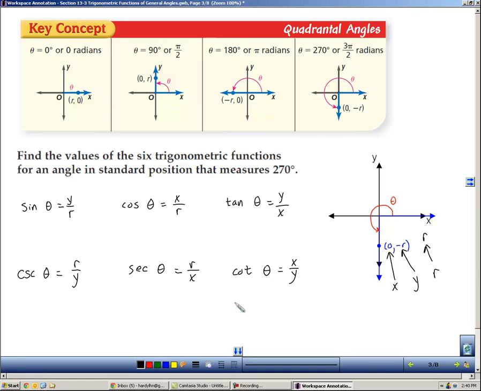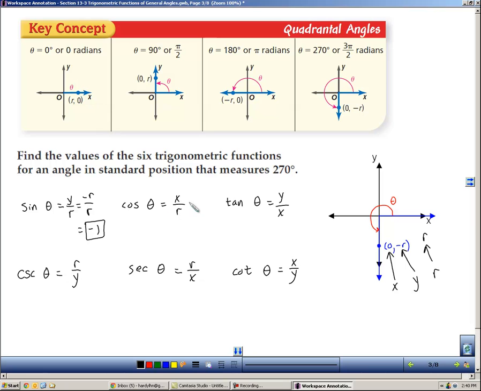So here we see the six trig functions. Let's look at sine first. Sine is y over r. Well, we said that y is negative r, so negative r over r. Well, anything over itself is 1, and this becomes a negative 1. So the sine of this 270 degree angle is negative 1.